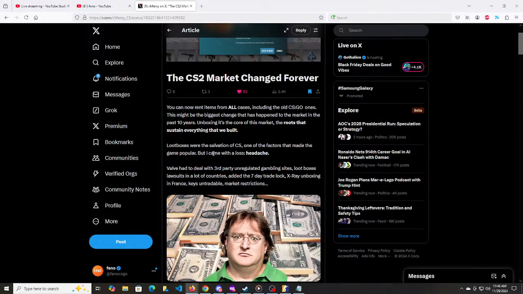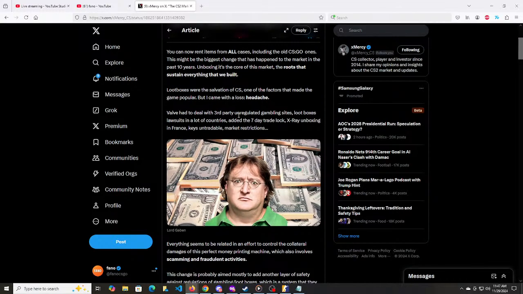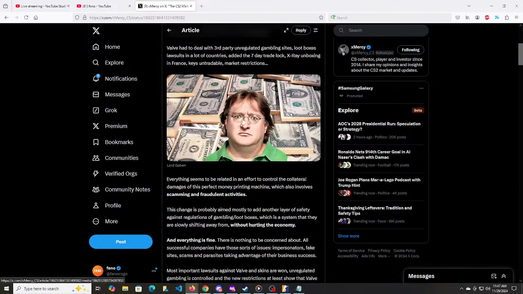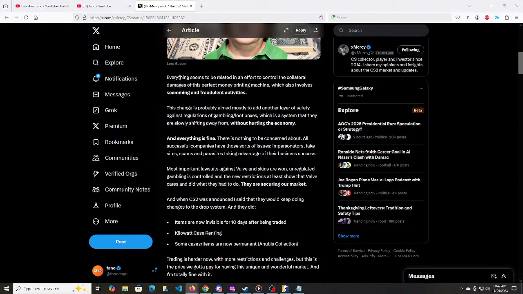It came with a loss, a headache. Valve had to deal with third-party unregulated gambling sites. Okay, this is what I was talking about earlier. And by the way, I have not read this article, so this is the first time I'm reading it. Full disclosure. Loot boxes, lawsuits in a lot of countries, added the 7-day trade lock, the X-ray unboxing in France, and keys that became untradeable, market restrictions. They definitely added this over the last several years. He's right about that.